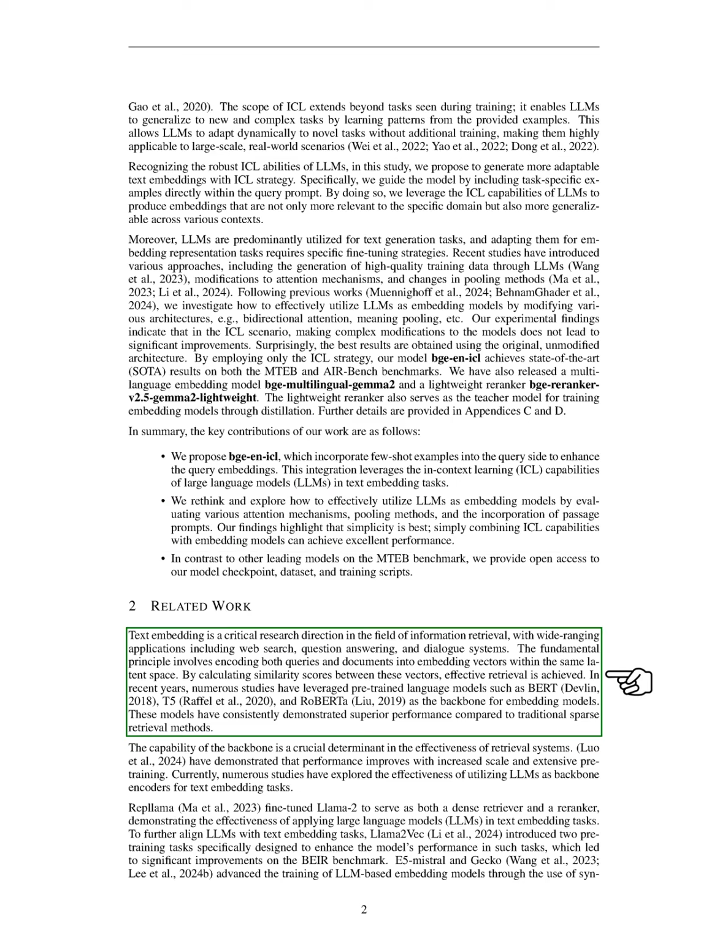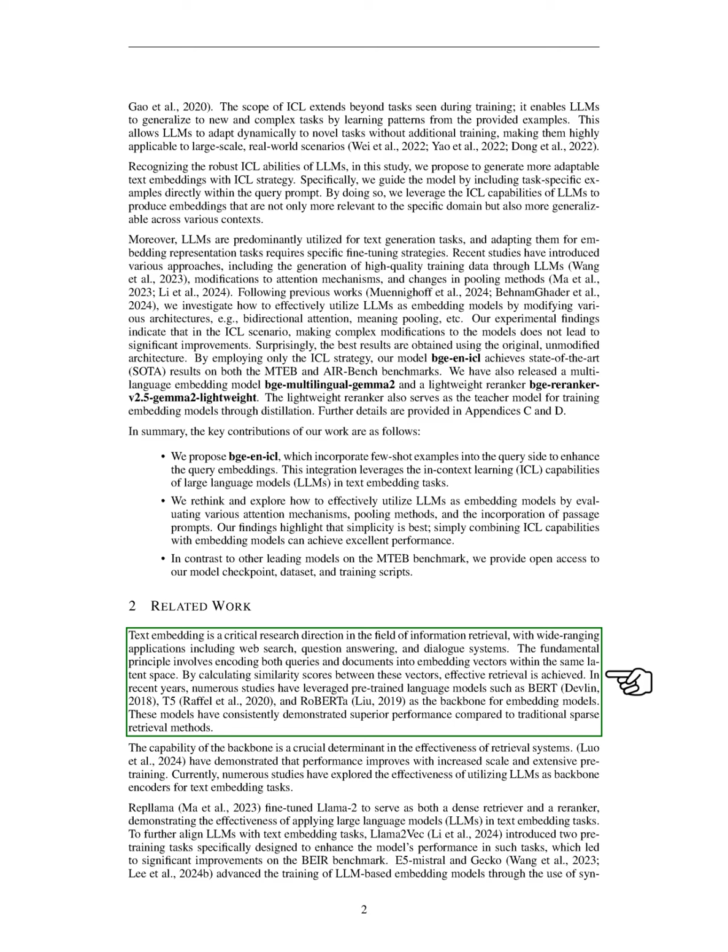In the related work section, we discuss the significance of text embedding in information retrieval, highlighting its applications in web search, question answering, and dialogue systems. We explain that effective retrieval relies on encoding queries and documents into the same latent space and calculating similarity scores between them. Recent studies have shown that pre-trained language models like BERT and T5 outperform traditional methods in embedding tasks.